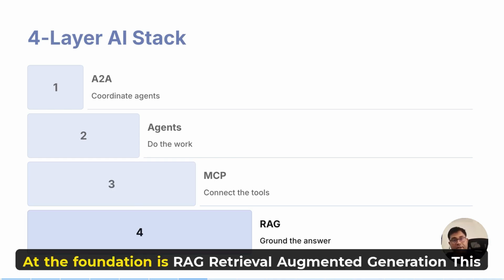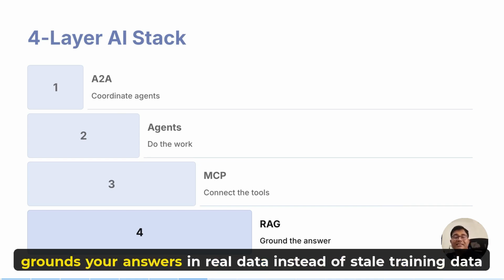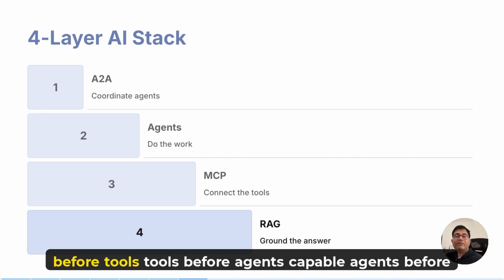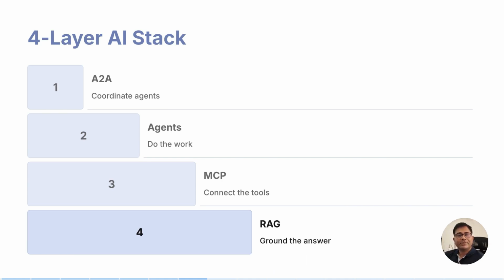At the foundation is RAG, Retrieval Augmented Generation. This grounds your answers in real data instead of stale training data. Each layer builds on the previous one. Grounded knowledge before tools, tools before agents, capable agents before collaboration.